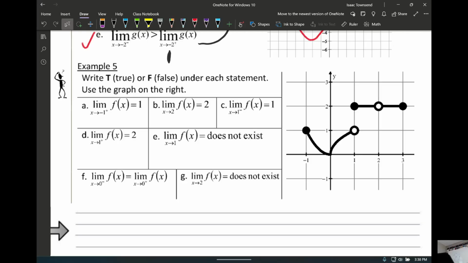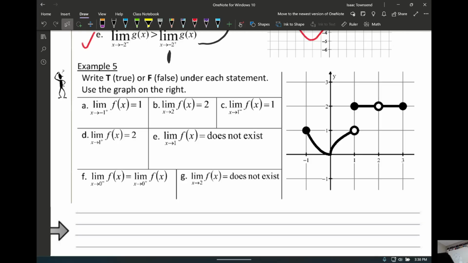So here's 2. Well, there's a hole there. Doesn't that mean it doesn't exist? No. It means the point doesn't exist. It doesn't mean the limit doesn't exist. Again, completely cover this up with your pencil if you need to. Don't let your brain even look at this.